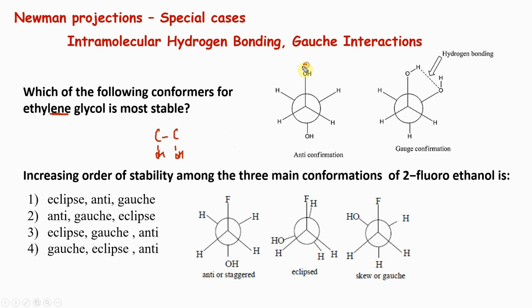The OH and the OH are bulky. They are anti-conformation, but anti is not the most stable. Sorry, this is gauche. Gauche conformation is the most stable because of intramolecular hydrogen bonding. You want to remember, anytime intramolecular hydrogen bonding is there, these two are going to repel each other.